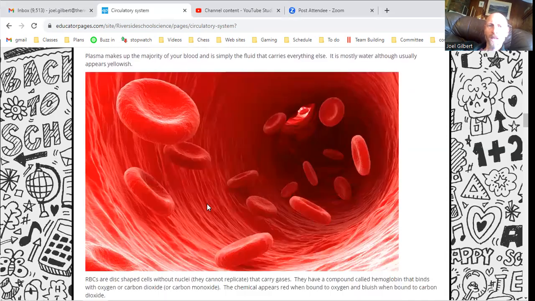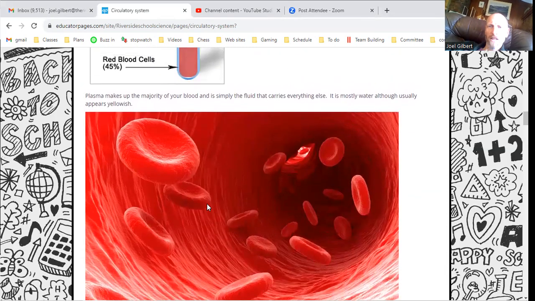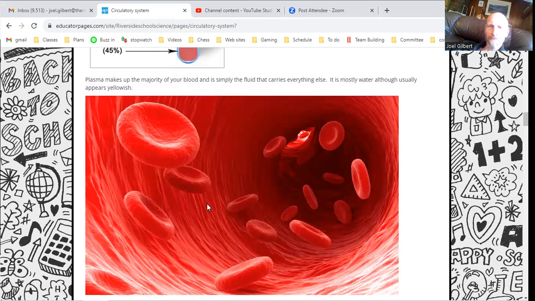Let's look a little closer. Here are red blood cells. They're really funny looking. They're sort of disc shaped, and they don't actually have nuclei. They can't make more of themselves. They're made in the bones. Actually, so are the white blood cells, so are platelets. All your blood is made in the bones.